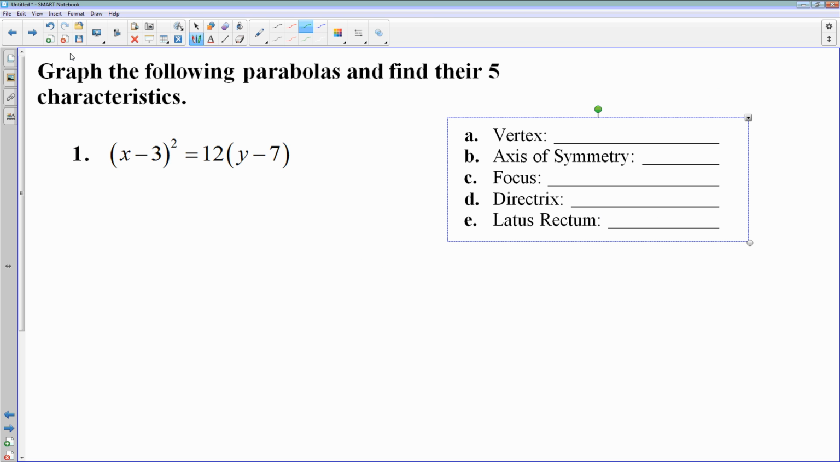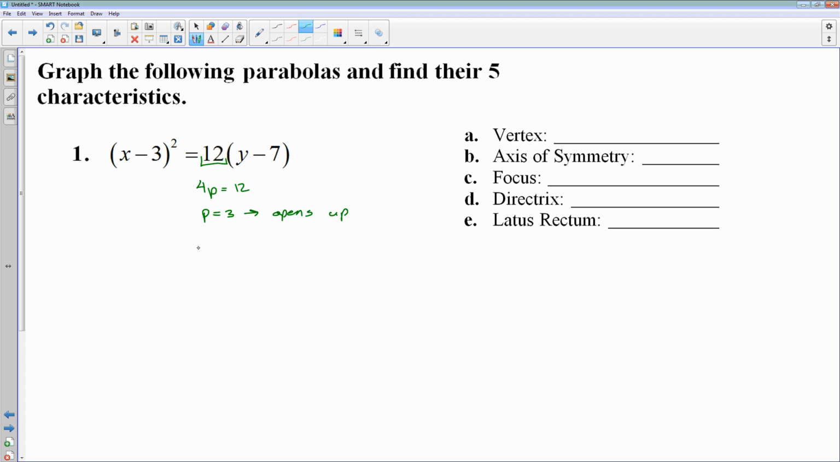Okay, first problem, I want to graph this parabola and then find these 5, I just called it characteristics for lack of a better word. Now this one, I see that the x is squared, and I'm going to start by finding my p. This number right here is 4p. And 4p is equal to 12, so p is equal to 3. Since p is a positive number and my x is being squared, that means this parabola opens up. Make a little note to myself.